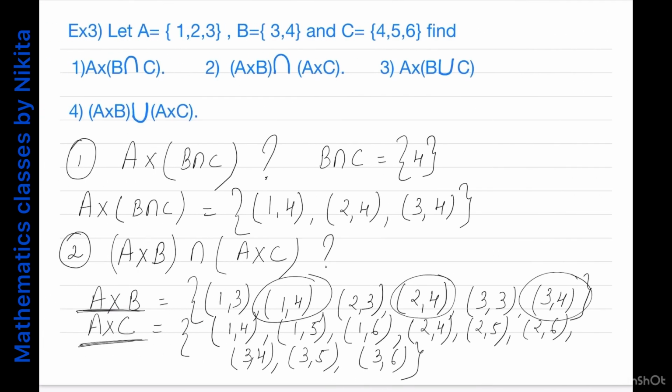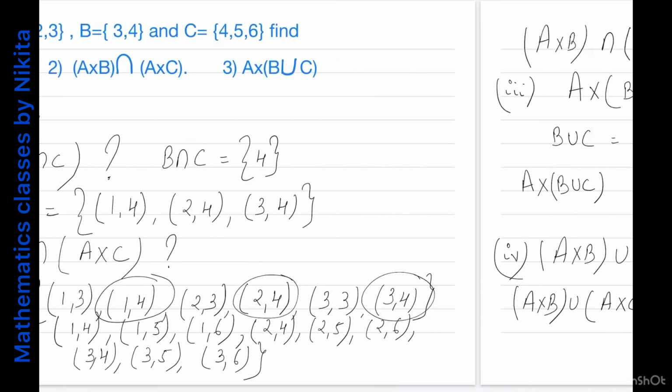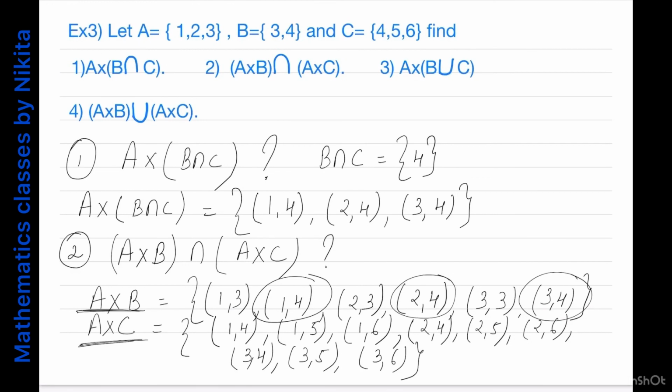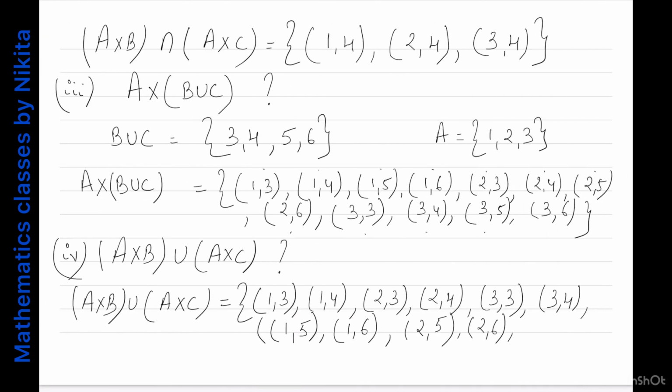Then 2, 4 is already there. 2, 5, 2, 6. And then you will have 3, 4 is already there. 3, 5, 3, 6. So this is your A cross B union with A cross C.